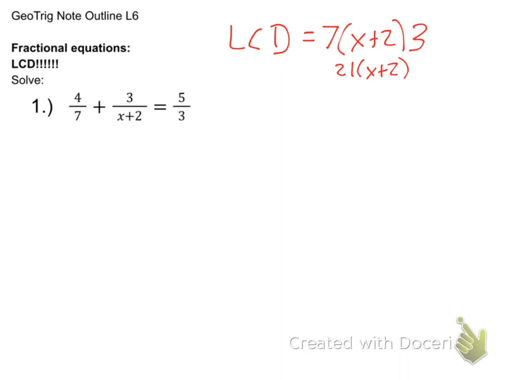But here we go. How do I use this? We built the LCD so that I can multiply both sides, because what you do to one side of an equation, you have to do to the other. So, way over here, I have 7, x plus 2, and 3. What I do to the left, I'm going to do to the right. 7, x plus 2, and 3. Does everybody agree? What I do to one side, I do to the other? Yes. Okay.